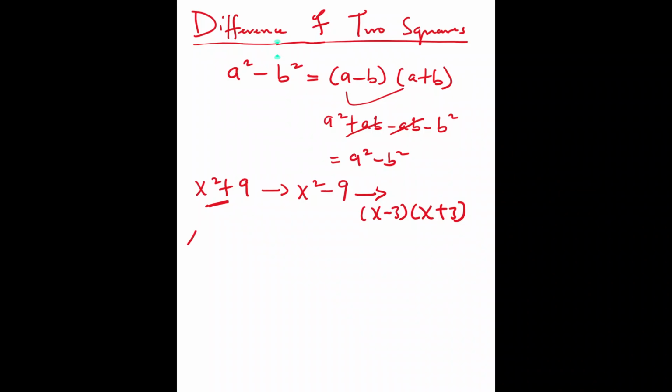Another example is, let's say, x squared minus 8. X squared minus 8 cannot be an example of the difference of two squares because 8 is not a perfect square. If for example we had x squared minus 4, then that one can be broken into x minus 2 into x plus 2. So that will be the answer for this one.